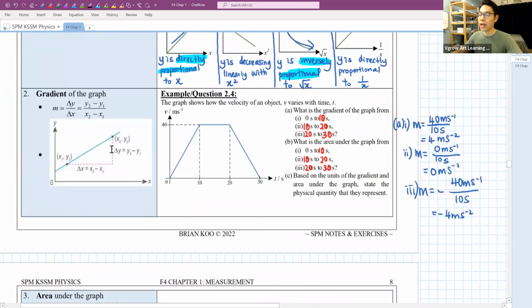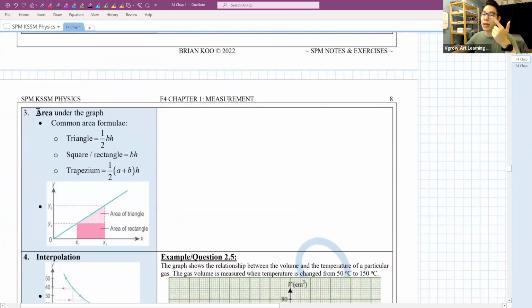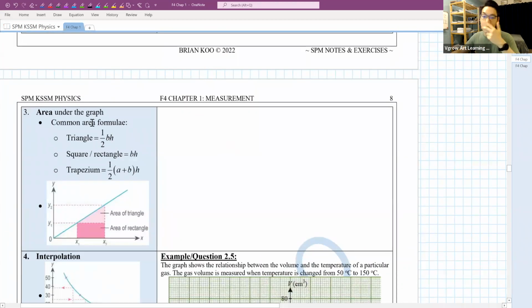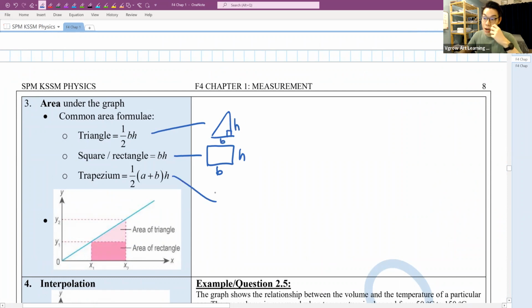Every time I see a graph, I can form a relationship, number 1. Number 2, now I know I can find the gradient. Number 3, I can also find out the area under the graph. Okay, I can also find out the area under the graph. So there are some common areas that we have learned last time in your lower, maybe in primary school also, you have learned some formulas already, like square. Okay, square is base times height. Triangle is half times base times height. And maybe trapezium. This one a lot of people forget, right?